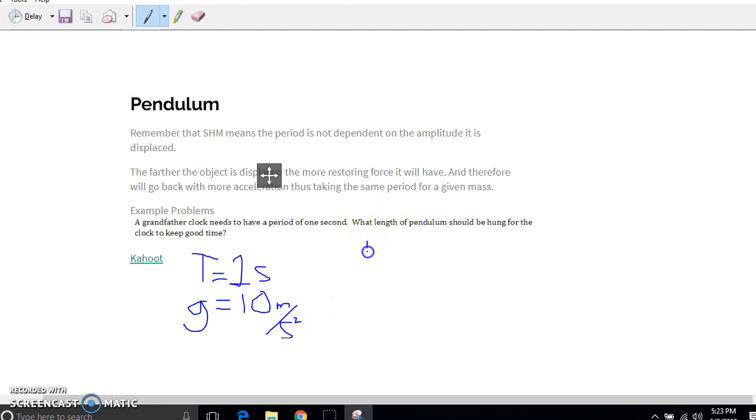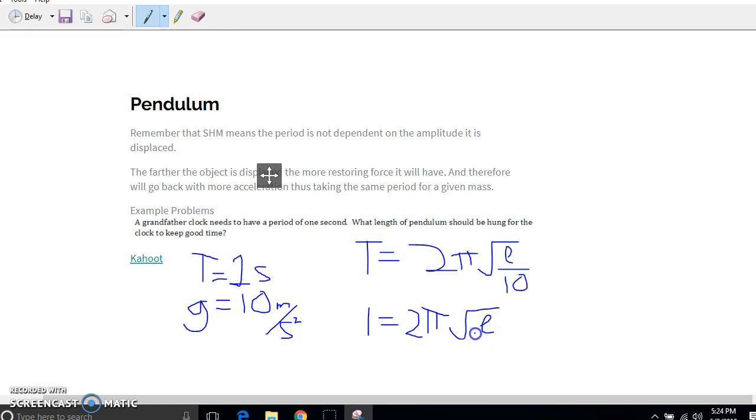Ta-da! So, what's our equation? Well, T is equal to 2 pi times the square root of L over g. I don't know what my L is, but I do know my g is 10. So when I start plugging in, I get 1 is equal to 2 pi times the square root of L over 10.